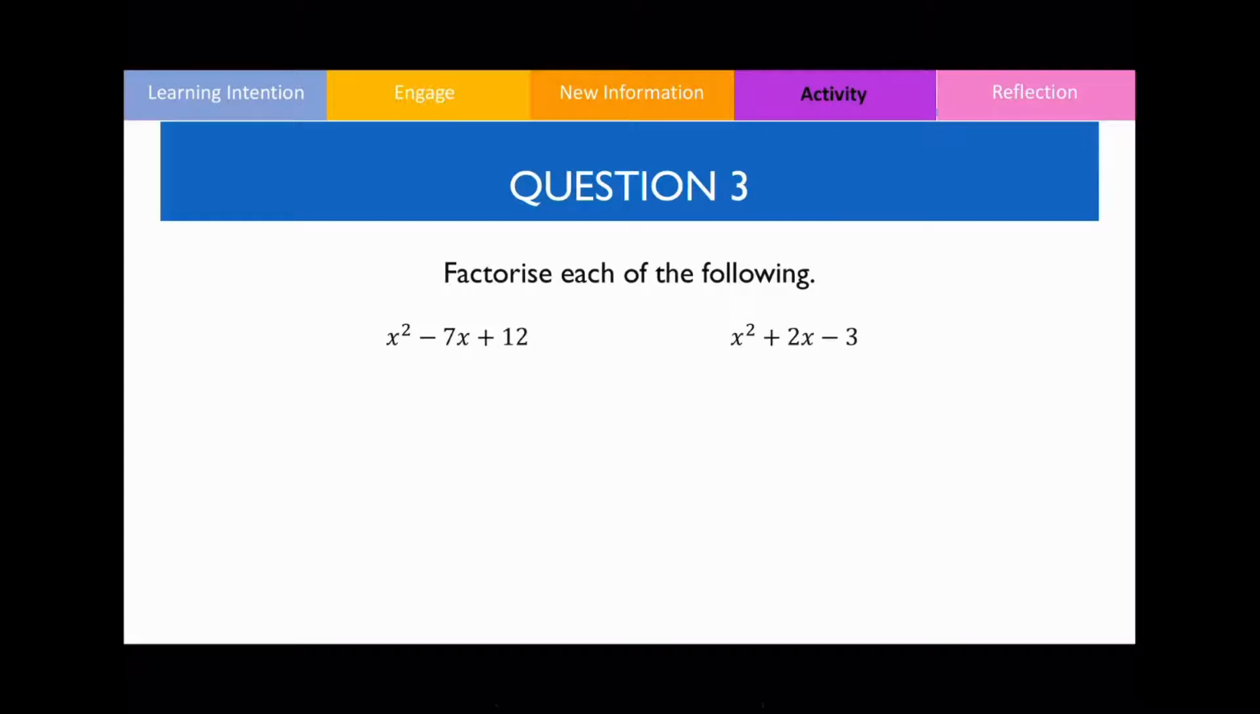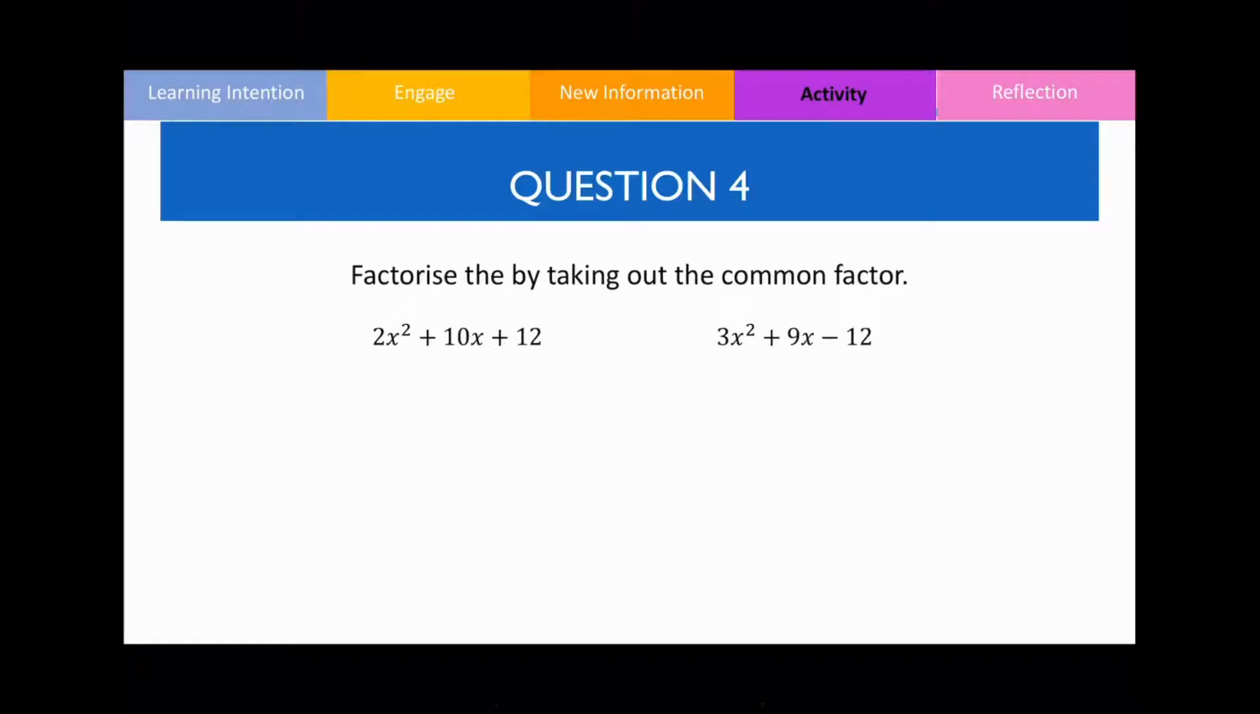For the third question, you're going to be using the product-sum method to factorize these questions. In this case, find two numbers that multiply each other to give you 12, but add up to give you negative 7. It's going to be (x - 4)(x - 3), and you could double check this by expanding it using the FOIL method. For this one, find two numbers that give you negative 3 when multiplied, but add up to give you positive 2. So in this example, it's going to be (x + 3)(x - 1).